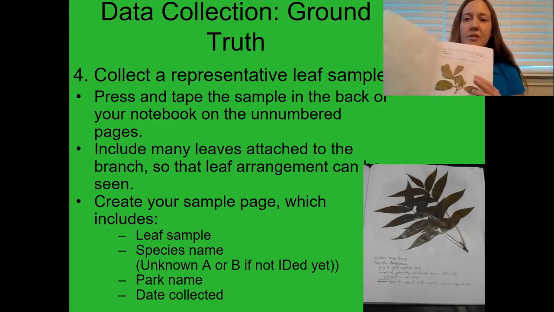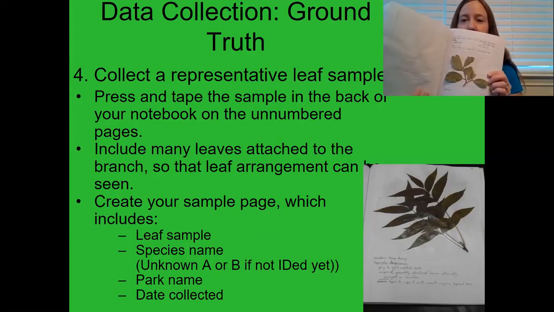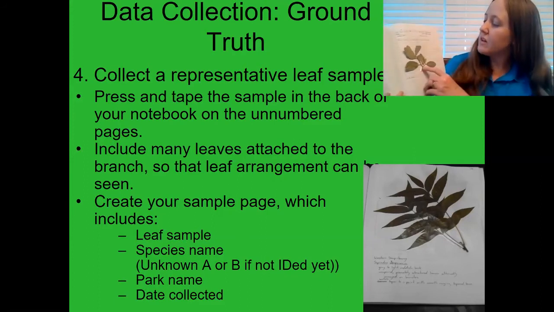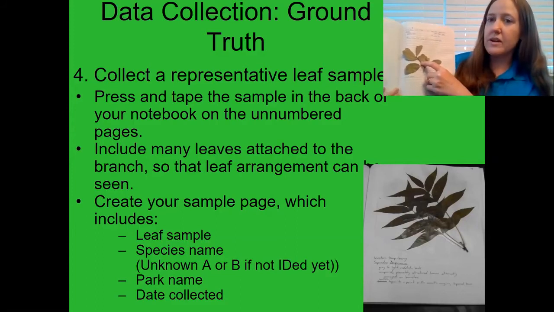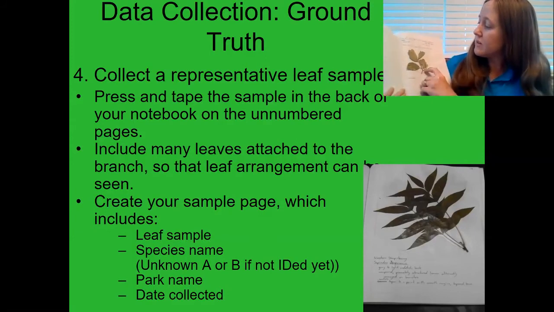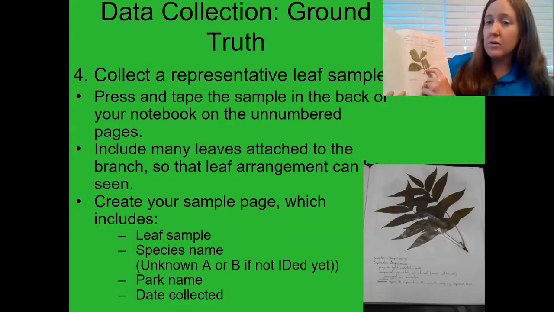All right, so you have this pressed in your notebook, right? You'll notice here, this is a good sample in that you've got many different leaves attached to a branch. So you can see one leaf here, another one here, one there, another one up here. You can see the leaf arrangement, that these are alternating up the branch. You can see leaf buds at the base of the petiole.